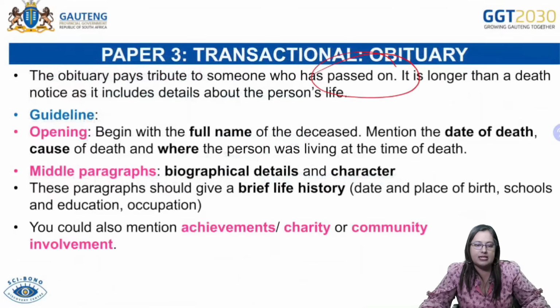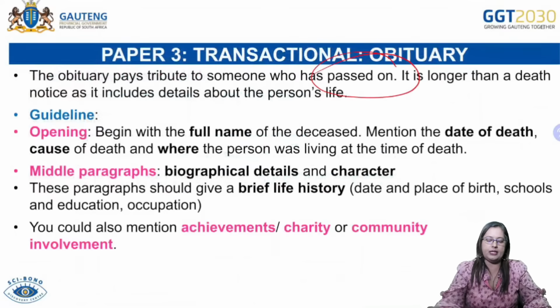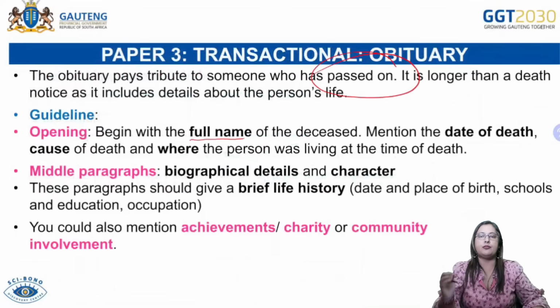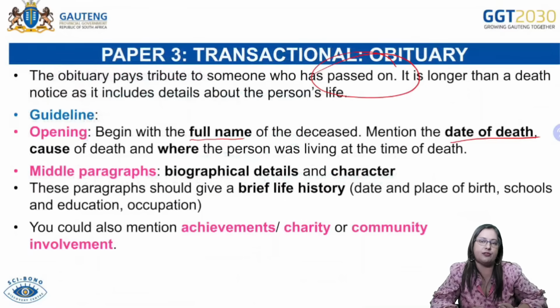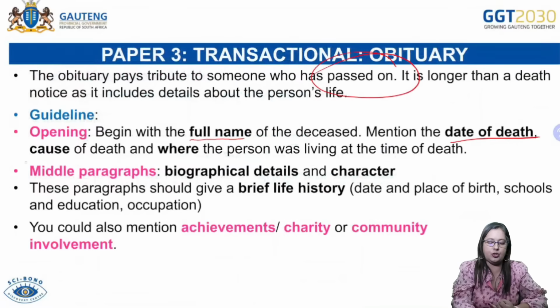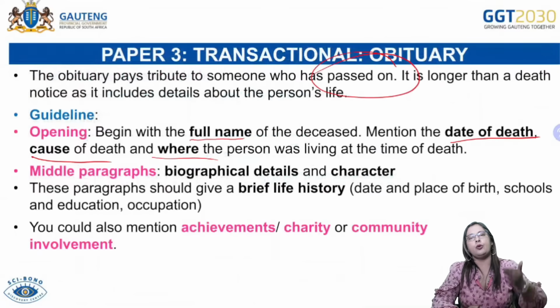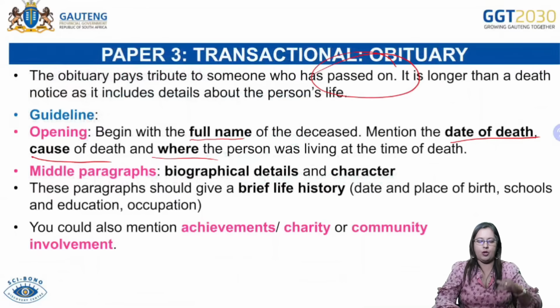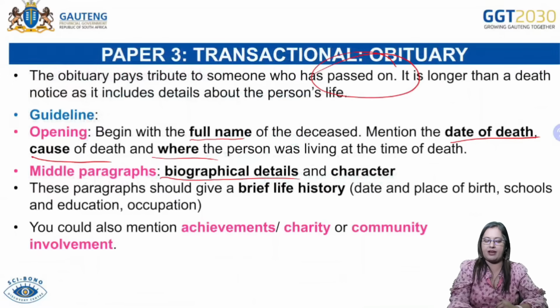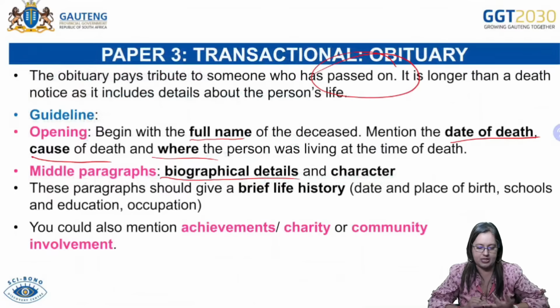So here's some hints, grade 12. In the opening, you're going to be including the full name of the deceased. You're going to mention the date of the death of the person. You're going to mention the cause of death and then where the person was living at the time of his or her death. Thereafter, your next couple of paragraphs, 2, 3, 4, will include the biographical details of the person.